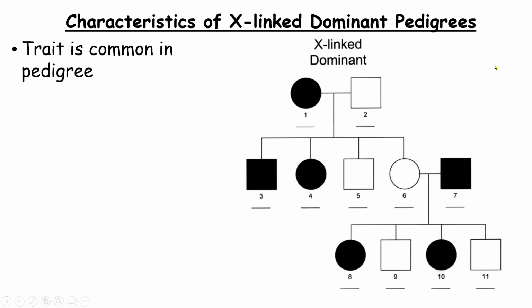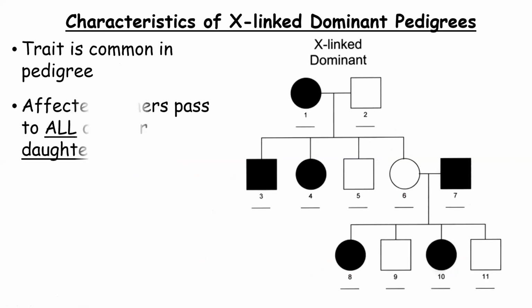What clues would we look for to see if it's X-linked dominant? If the trait is more common in the pedigree, that leads to thinking dominance. And if we see the trend from fathers passing it to all of their daughters, that's a clue. If all the daughters of a father who has it also have it, that's a clue.